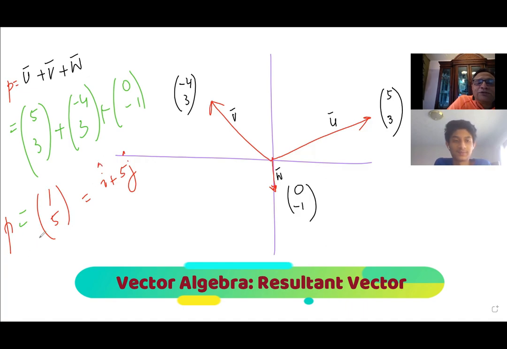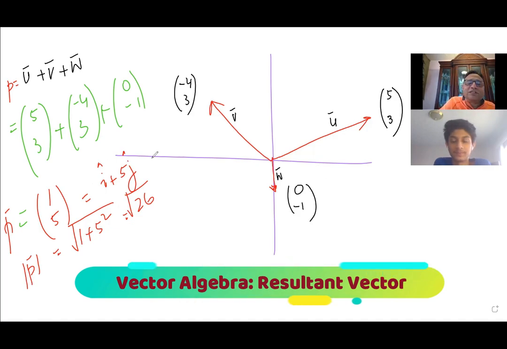What is the magnitude and direction of this vector? Can you tell me? Yes, sir. So the magnitude of p would just be the square root of 1 squared plus 5 squared. Do you see the square root? Yeah, square root of 26. Is that clear to you? And what is the direction?